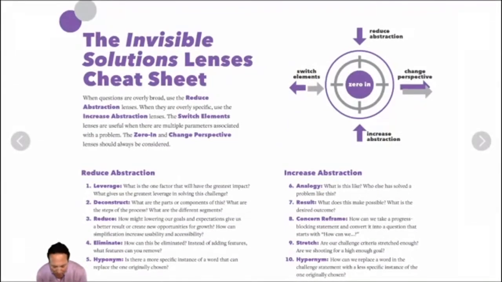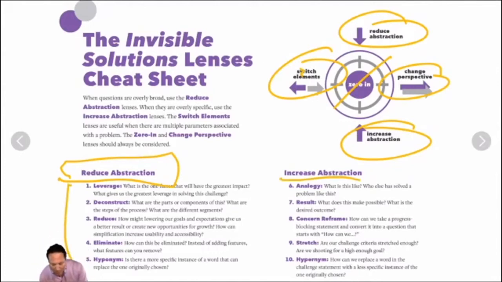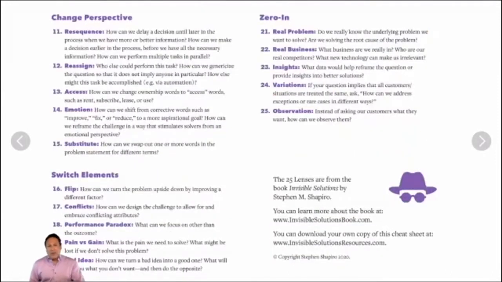But let me just share with you how they're organized. You can see, for example, there are 5 different categories for the lenses. So there's 25 of them that are broken down into different groups. For example, you have some that are about reducing abstraction. If I have really big, broad questions, for example, how do I improve margins, which might be a big problem? Well, I can break it down into something smaller. Or maybe I have something too specific and I make it less so. So there's 25 in total that you can use to reframe problems.